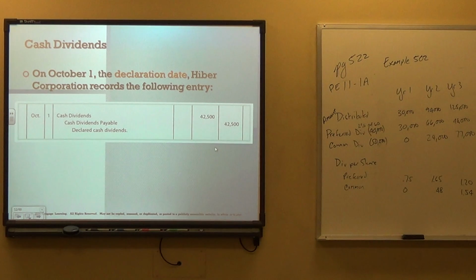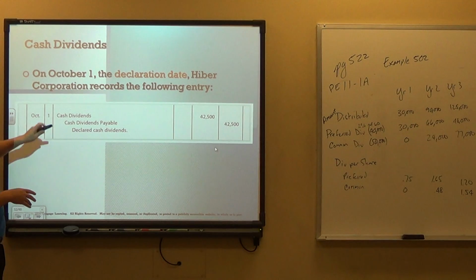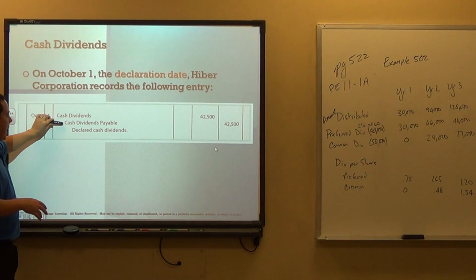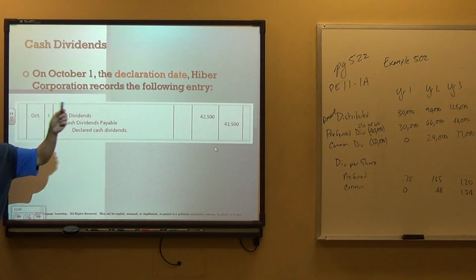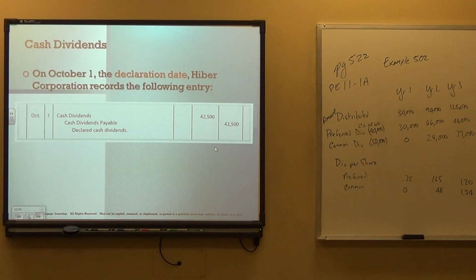So first transaction is now we have that liability. So what we do is we debit cash dividends. Now that's a debit in the owner's equity. That means we are taking away from our retained earnings. So that's a debit, so that's taken away from that. And to take away from that, we are now adding additional commitment to pay, which is another liability. So that's what cash dividends payable is.